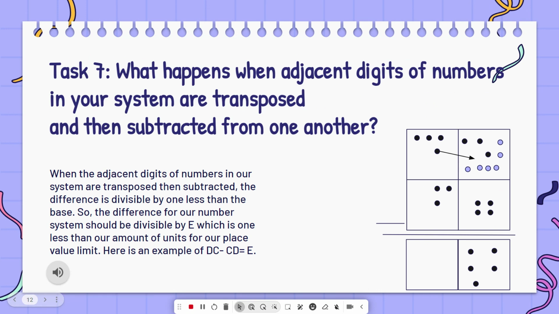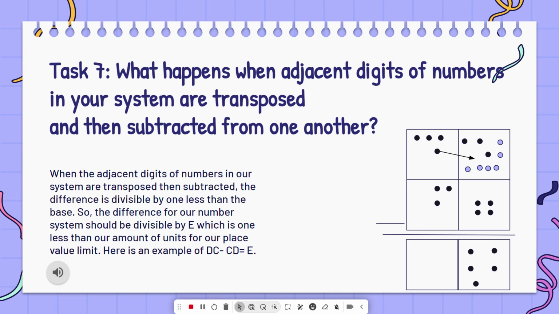For our next task, which is looking at the transposition of adjacent digits in our number system, and then subtracting them: when the adjacent digits of our number, so the numbers in our system, are transposed and then subtracted, the difference is divisible by one less than the base, which we don't necessarily have a term for a base, but in terms of bases, it would be similar to something like base 6.